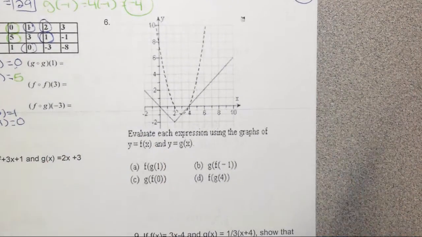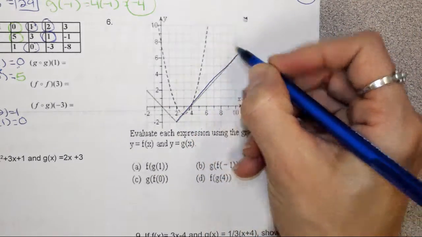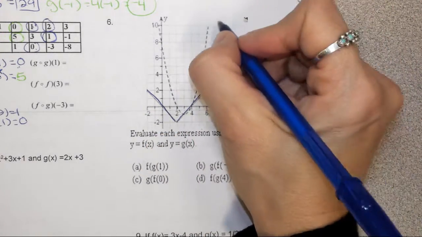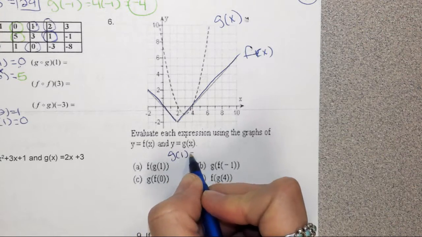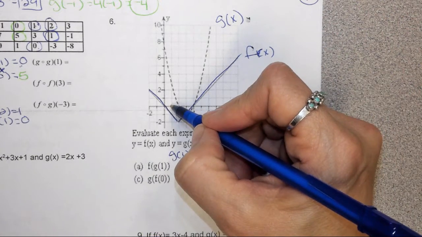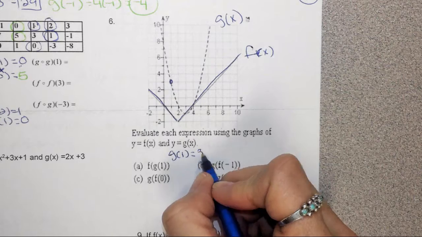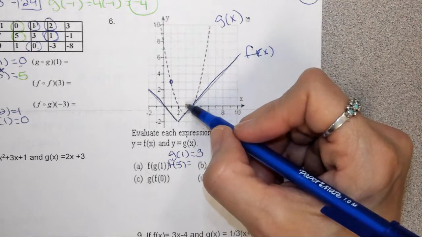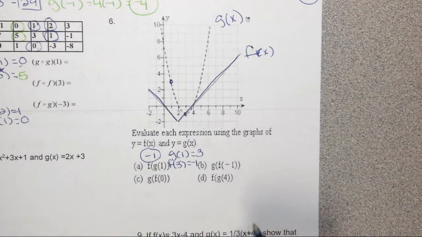Number 6, almost the same thing, except now we're working off of a graph. What you need to know is that the solid line is your f of x, and this dashed line is your g of x. The first one says, what is g of 1? So I'll go where x is 1 right here, and the g function is this dotted one. So when x is 1, y is 3. Now go do that for the f. Now use the answer I just got. When x is 3, f is -1. So the whole answer is -1.